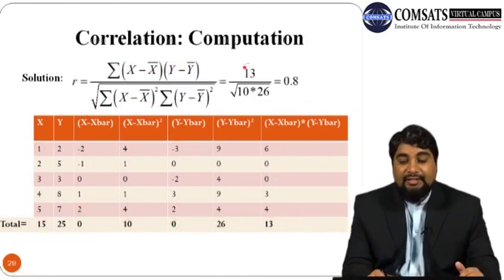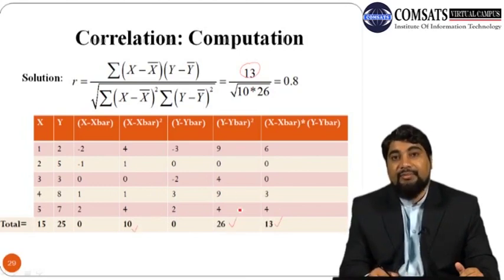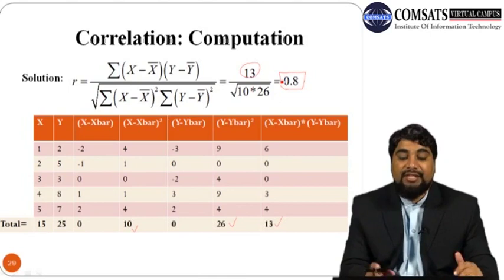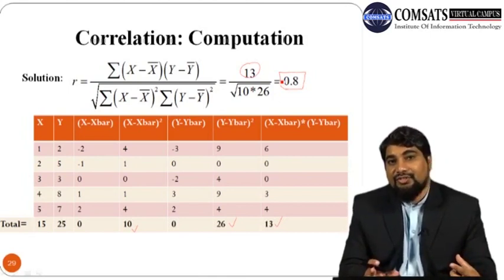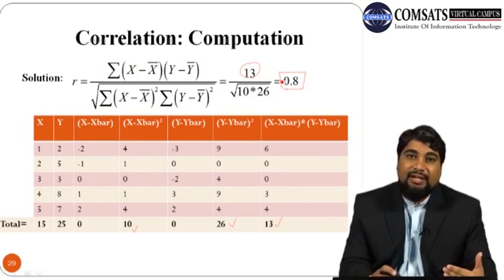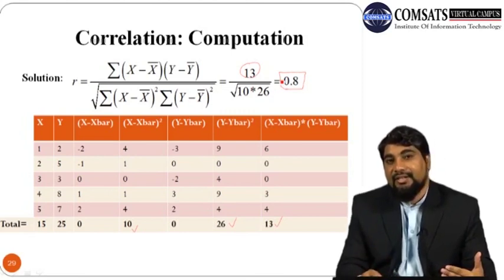So it is 13, divided by the summation of (x - x̄) squared, which is 10, and the summation of (y - ȳ) squared, which is 26. Simplifying it, we get a correlation of 0.8, and it is positive. This shows that both x and y have positive correlation. It means if x increases, then y also increases, or if x decreases, y also decreases.